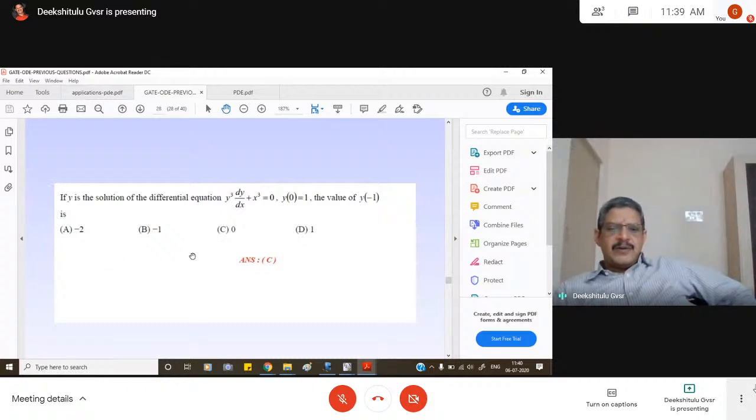So what is the value of y at minus 1? It is a variable separable equation. So y cubed is y power 4 plus x power 4 by 4, or y power 4 plus x power 4 is equal to 0.